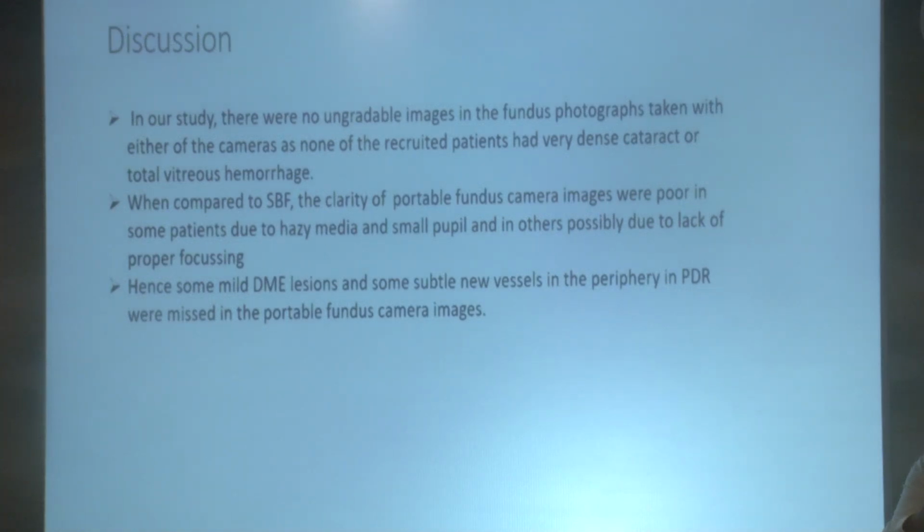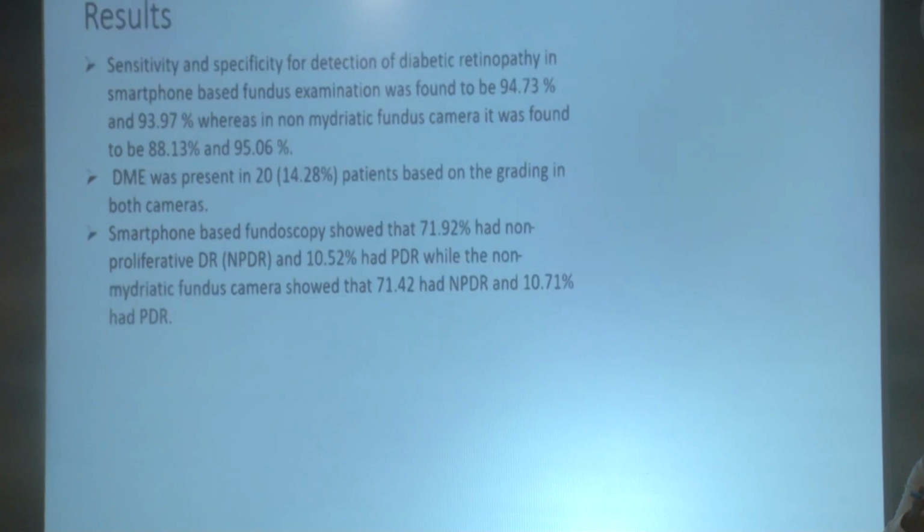So the discussion in our study, there were no ungradable images in the fundus photographs taken with both the modalities, as none of the recruited patients had very dense cataract or total vitreous hemorrhage. When compared to smartphone-based fundoscopy, the clarity of portable fundus camera images were poor in some patients due to mild hazy media and small pupil, and in others possibly due to lack of proper focusing. Hence, some mild diabetic macular edema lesions and some subtle new vessels in the periphery in proliferative diabetic retinopathy were missed in the portable fundus camera images.